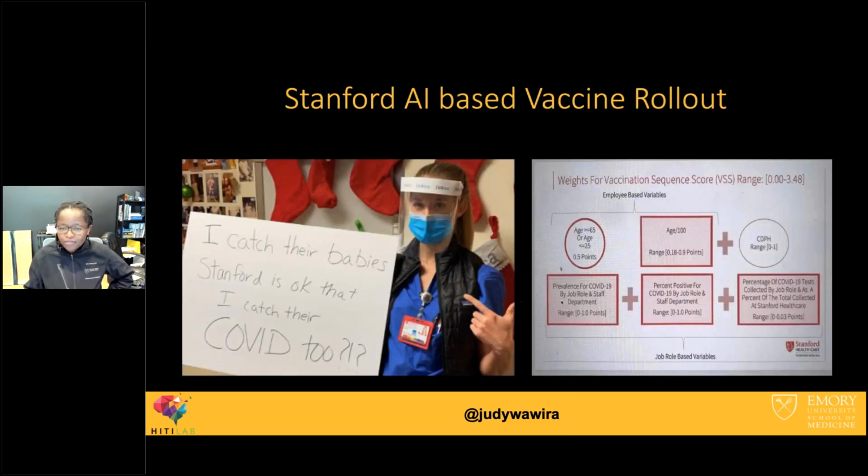And one of the other examples, I don't know if you saw it on social media, is an algorithm from a very prestigious institution that has very smart people who work in AI. They came up with this algorithm and said, maybe if I looked at the age and where this person works and their job role, I can prioritize who's going to get vaccines. Now, this is not a problem. We have another problem where people do not want to get the vaccine. This looked at employee-based variables like age and public health guidance.